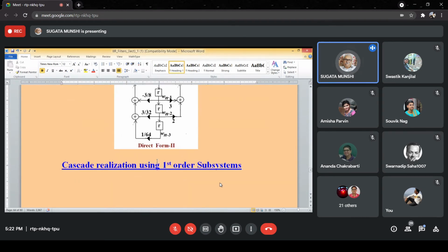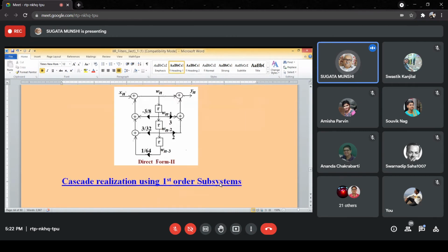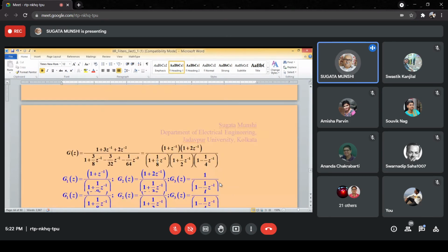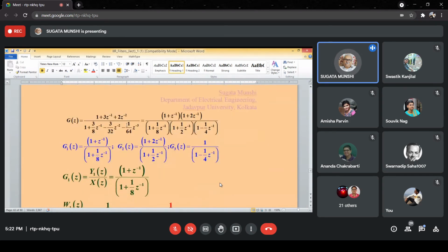Next is cascade realization using first order subsystems. So I have factorized the numerator and denominator polynomial. There are two first order terms with real coefficients in the numerator, and there are three first order terms with real coefficients in the denominator. Now there is a choice.